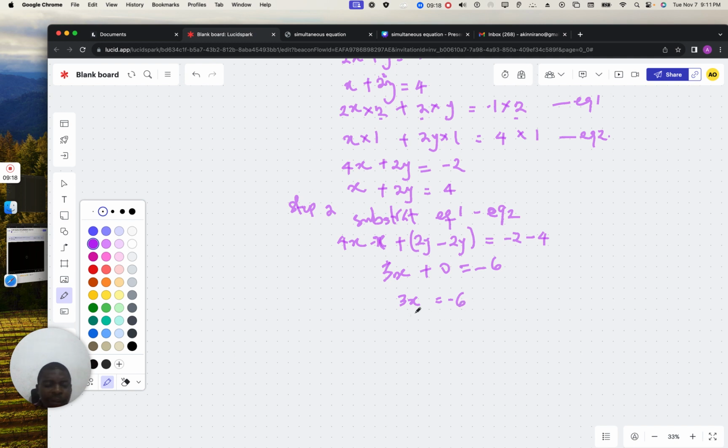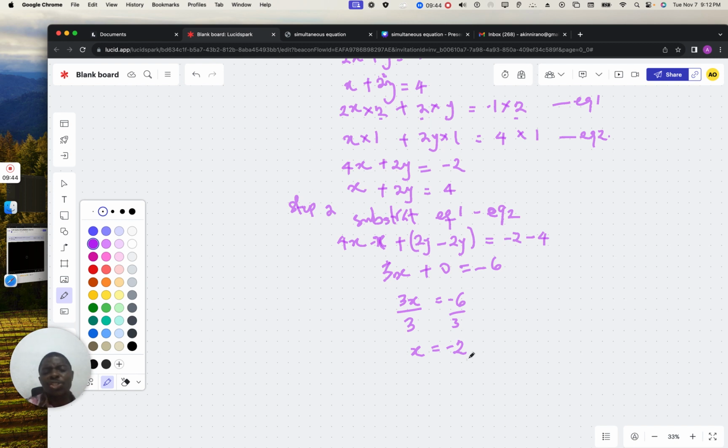So what factor goes in two of them? The coefficient that goes in two of them that will give us the value of x. If you divide this by 3 and divide this by 3, we'll get the value of x. So we are going to be left with x is equals to minus 2. Now you can see that we've gotten the value of x, minus 2.